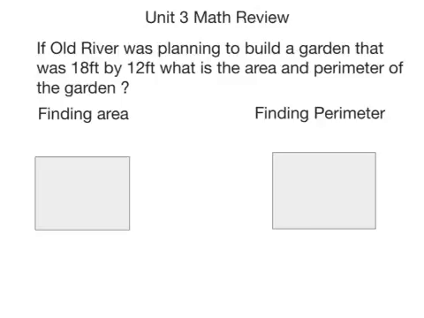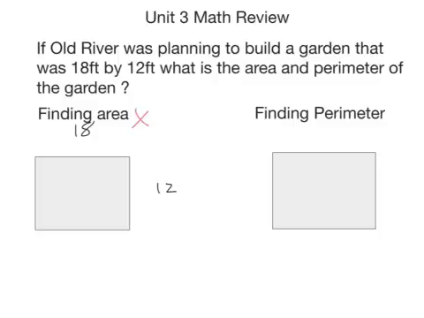Alright, so the next thing that I'm going to teach you is finding the area and finding the perimeter. So let's take a look at the example that's being provided. If Old River was planning to build a garden that was 18 feet by 12 feet, what is the area and perimeter of the garden? So let's find the area first. Finding area, I know that I'm going to have to multiply. So let's plug in my numbers. I have one side is 18 and the other side is 12.